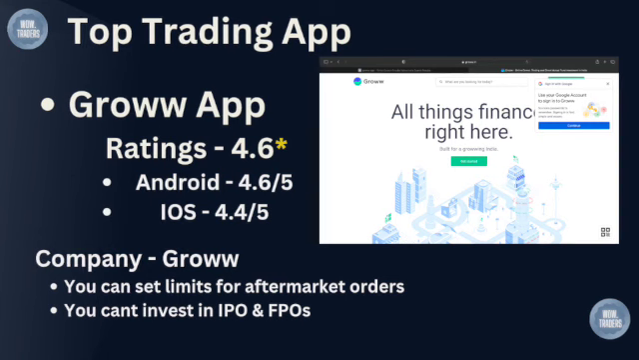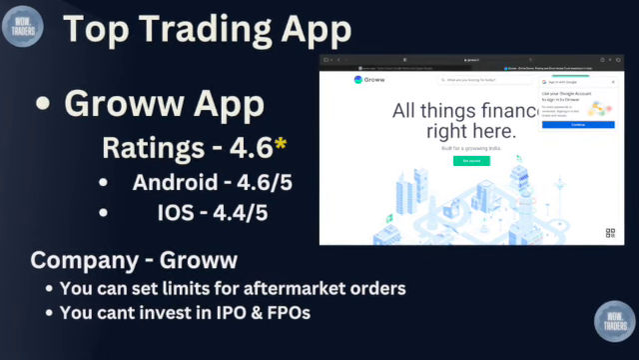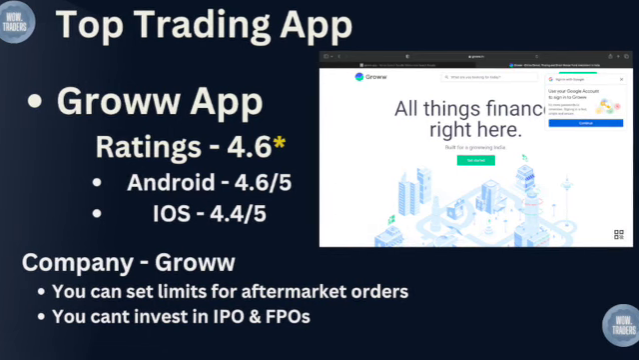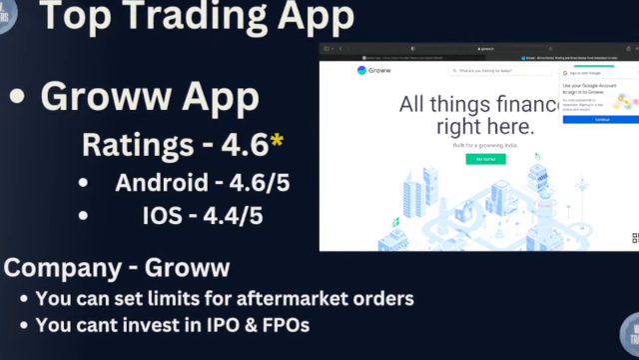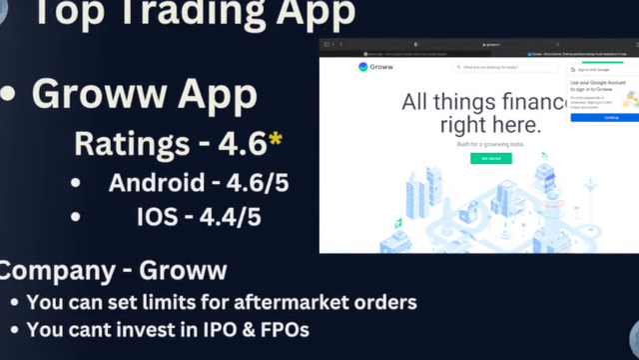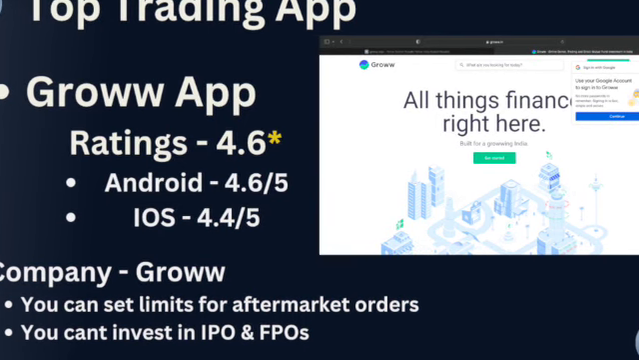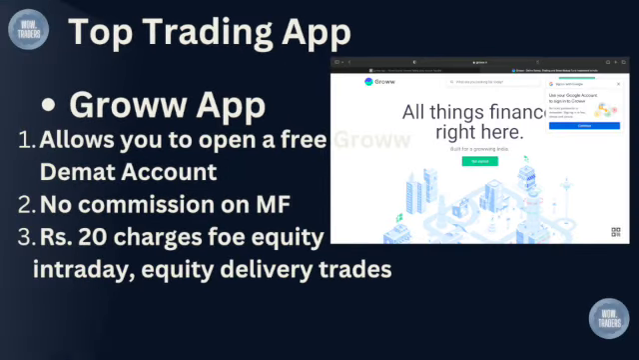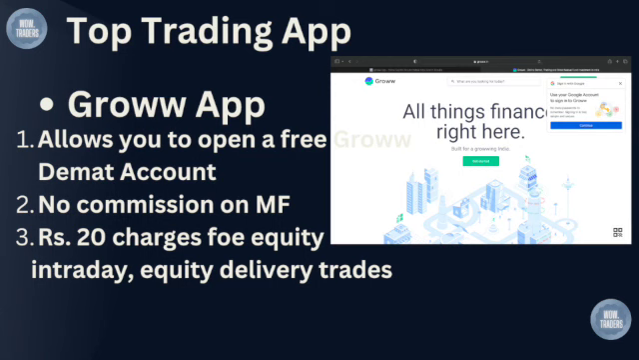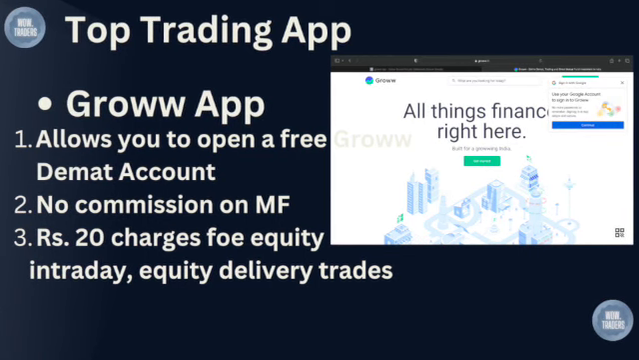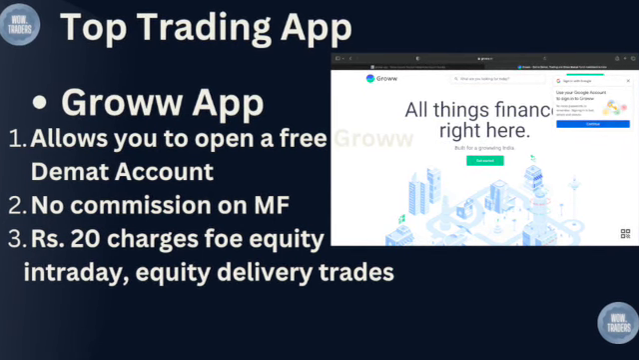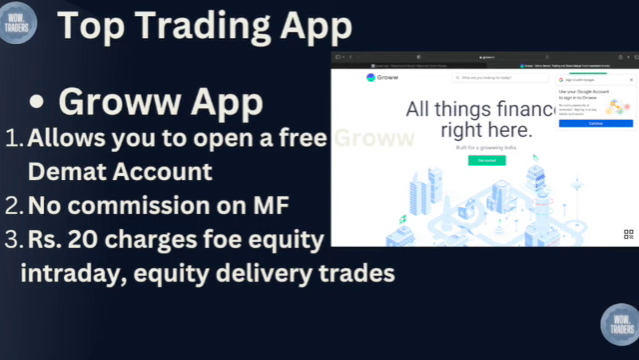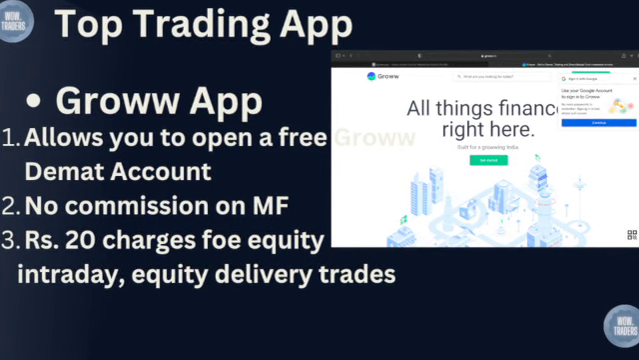Next comes the Groww app. It is overall rated 4.6 stars, with an iOS rating of 4.4 and an Android rating of 4.6. Its specialty is that it is perfect for beginners to learn more about option trading. It allows you to open a free Groww demat account. No commission on mutual funds in this. It is also user friendly, and you can place any order with a single click. All the apps are the same thing, but this is very friendly, and it was the first app which made things user friendly for option traders.